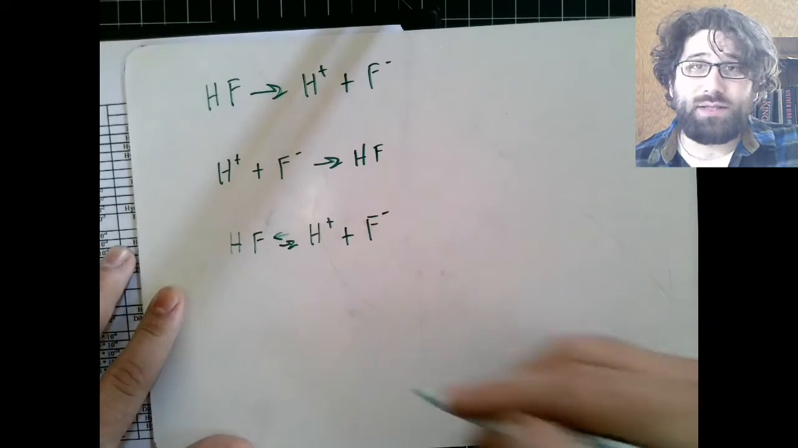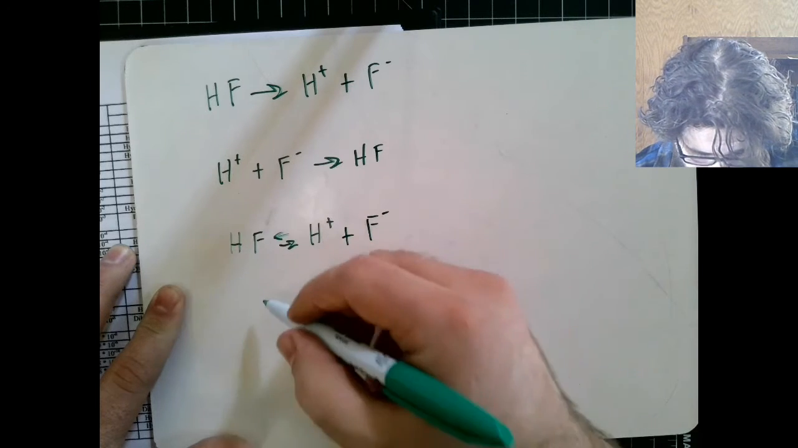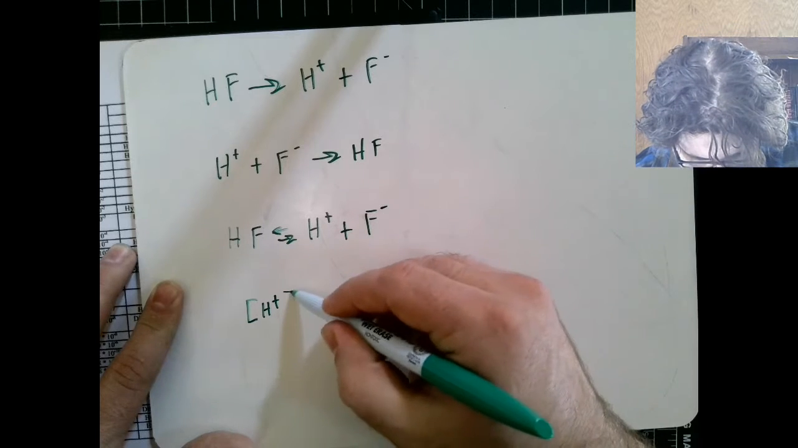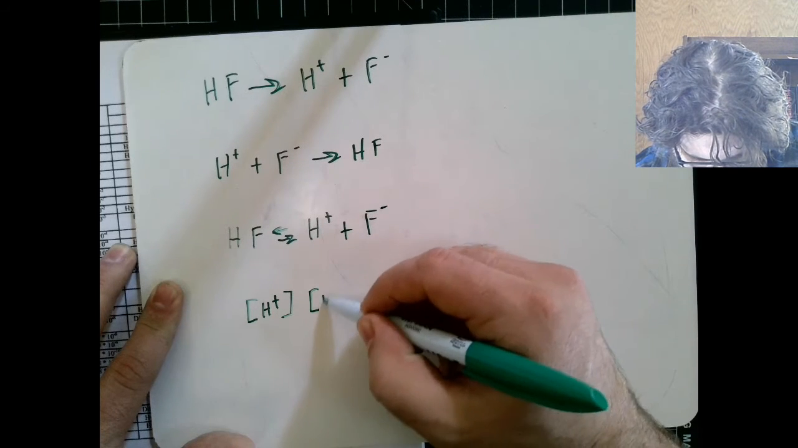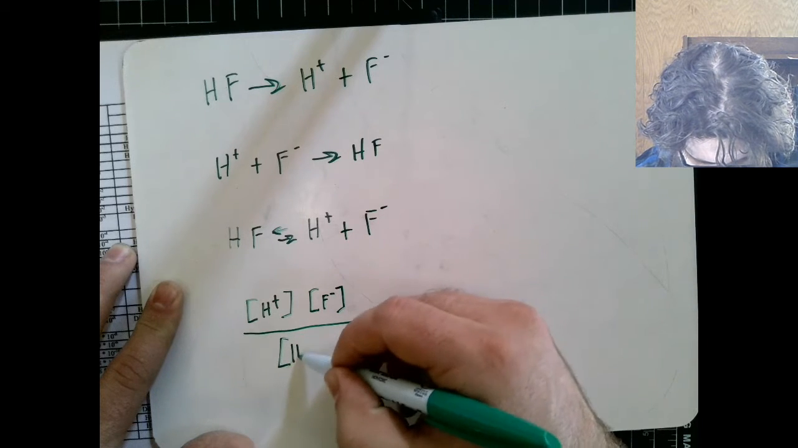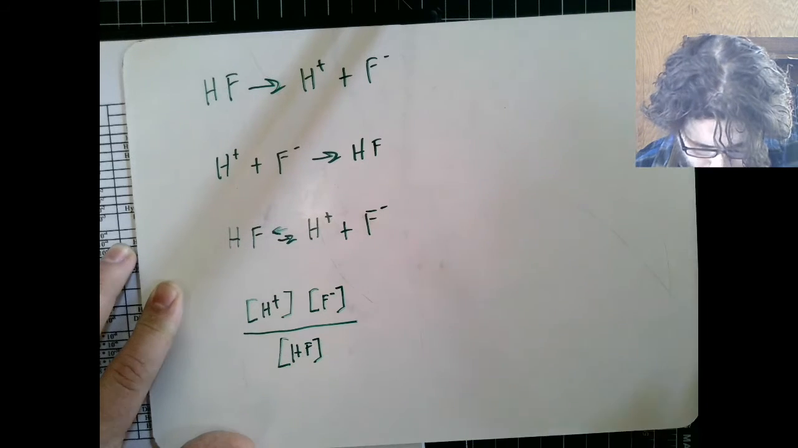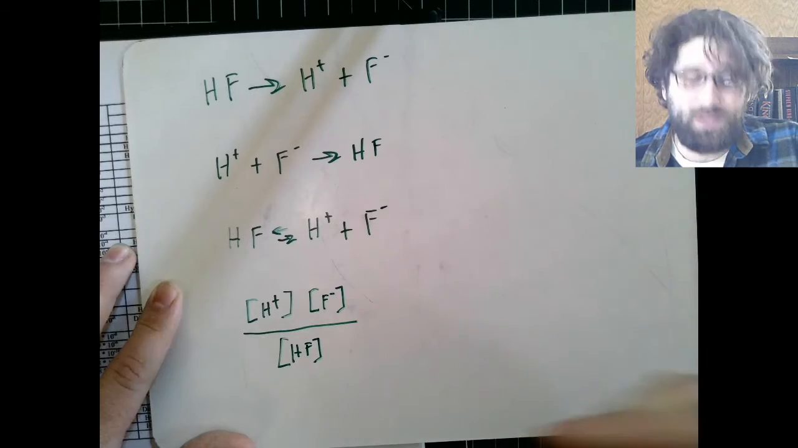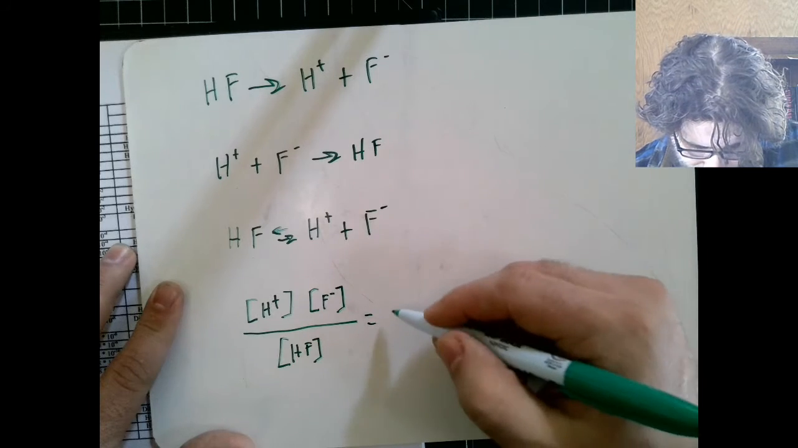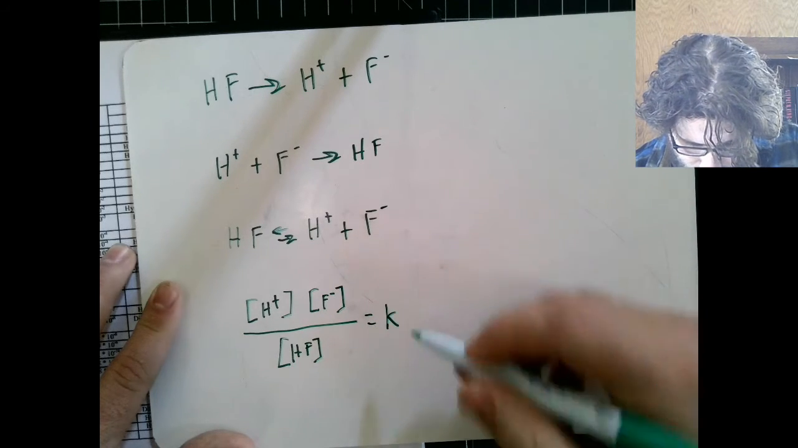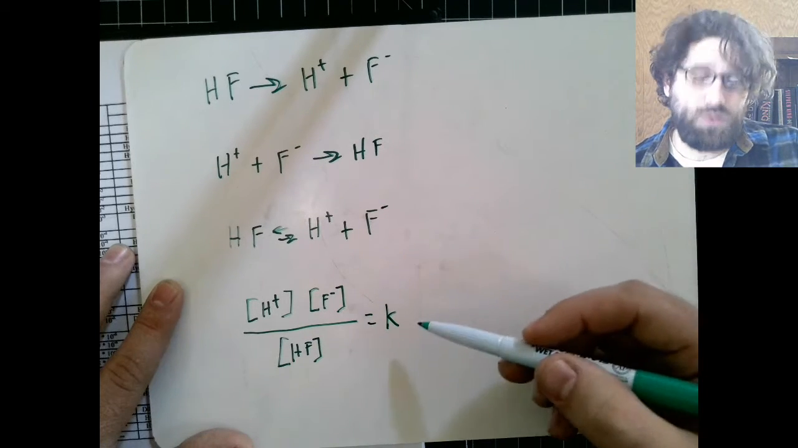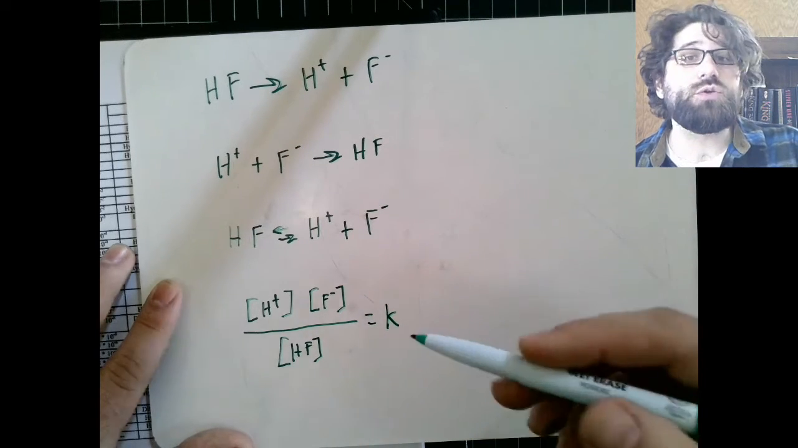When we say ratio, I literally mean a mathematical ratio. I'm going to take the concentration of H plus times the concentration of F minus divided by the concentration of HF. Boom. That ratio is going to be a unique value for hydrofluoric acid. And that's going to equal a constant. So anytime I have hydrofluoric acid, it disassociates according to this ratio. And that ratio is represented by this constant.